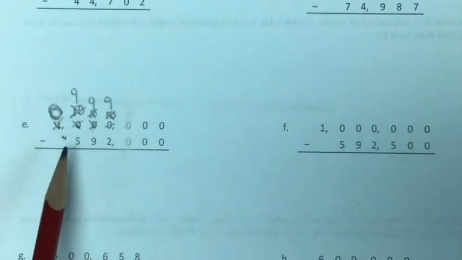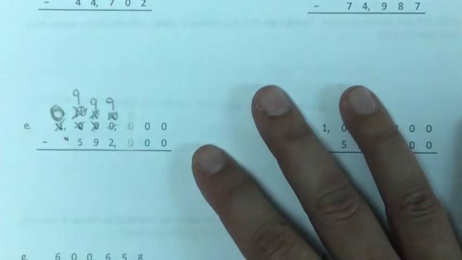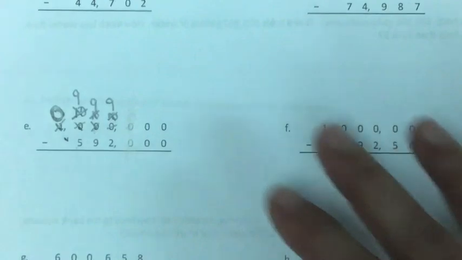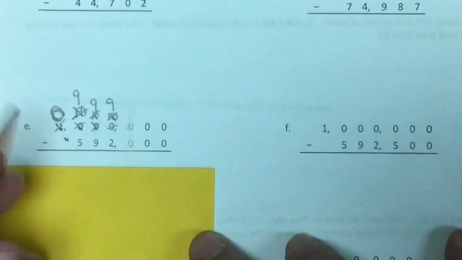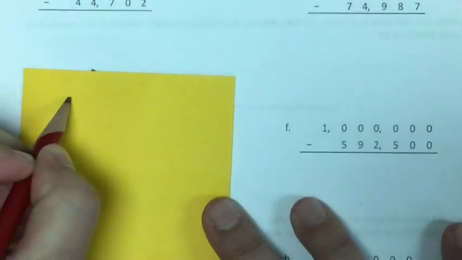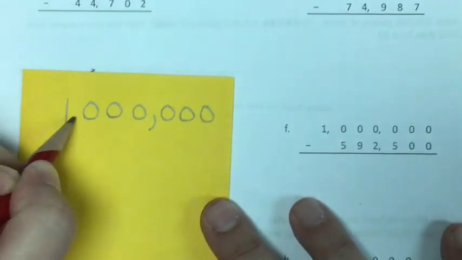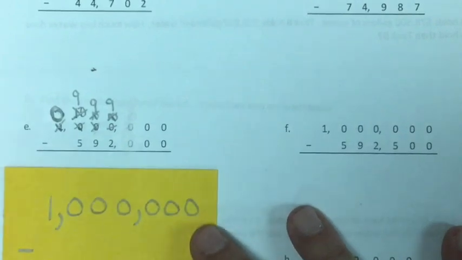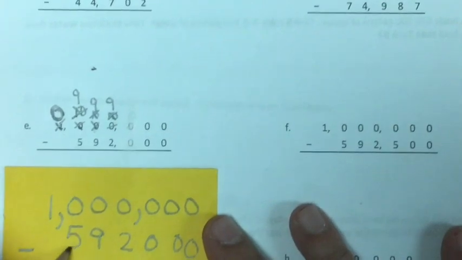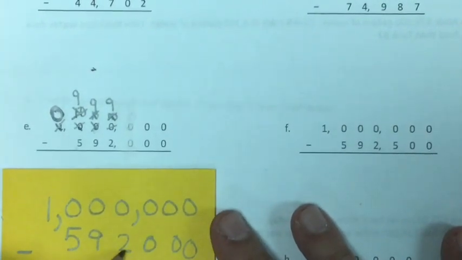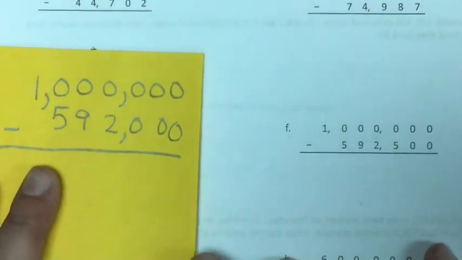1,000,000 minus 592,000. And I'm pretty jazzed because I'm like, woo woo, I want $1,000,000 in my bank account so I can go and spend 592,000. So, really quickly, 1,000,000 minus 592,000. All right, so I'm going to put my Post-it note here.